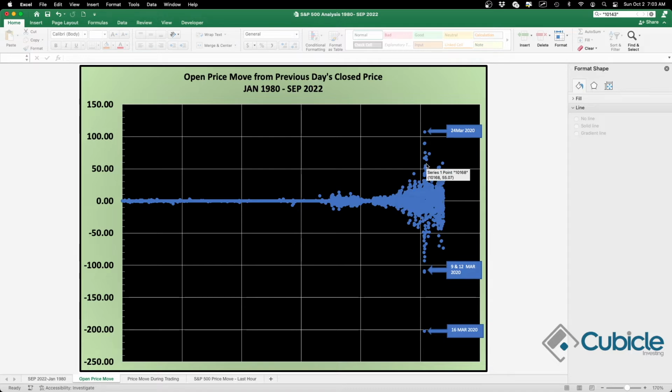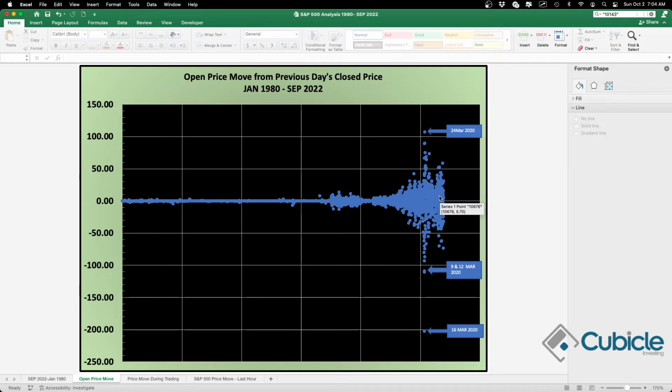So as you can see here, there are some outliers. For example, this particular data point represents a 107 point move. That was March 24 of 2020, and we know what took place then. That was the pandemic. That's when the pandemic was announced by the WHO, the World Health Organization. And of course, that caused a lot of market volatility, but that's an outlier. That's not a usual move for the market.